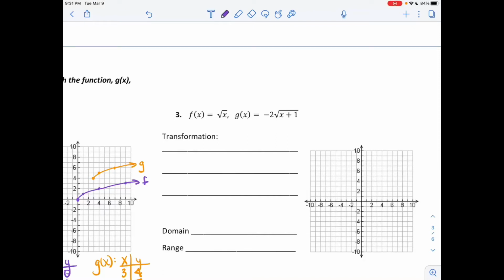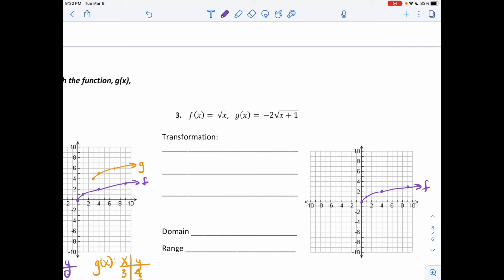Let's take a look at our next example. For example 3, we're back to doing a square root function. So I could go ahead and plot my f of x equal to the square root of x because I've done it once before on problem number 1. Now that we've plotted f, let's talk about transformations to get to g.